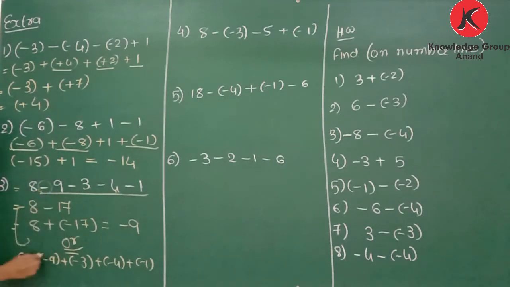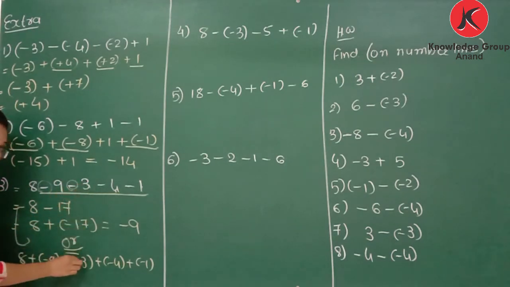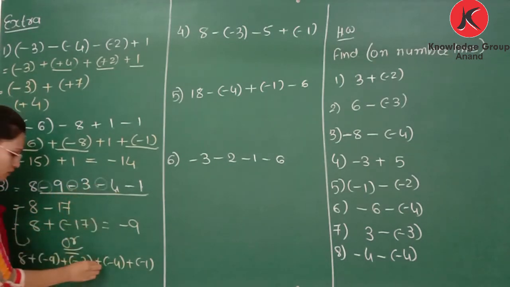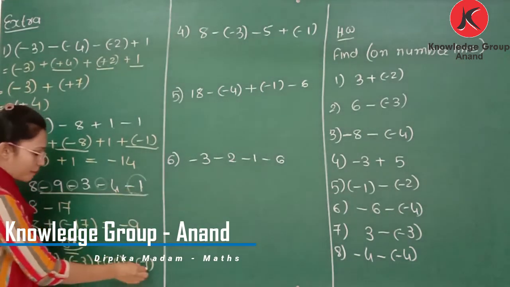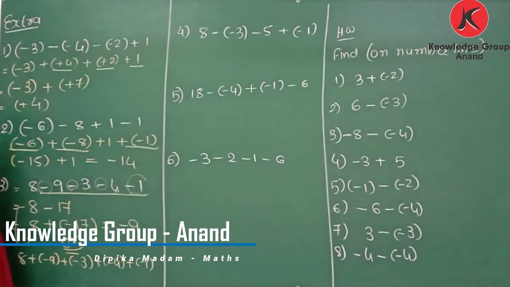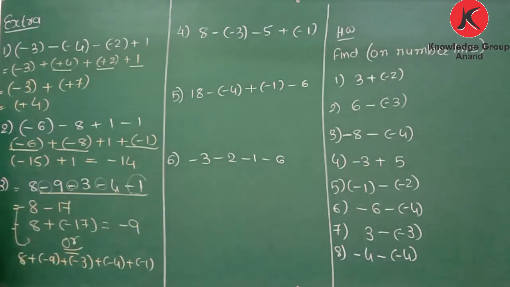We convert this negative into addition. 9 inverse is minus 9. Convert this negative into addition. 3 inverse is minus 3. Convert this negative into addition. 4 inverse is minus 4. And 1, minus 1, subtraction becomes addition. You can solve this example in both ways.